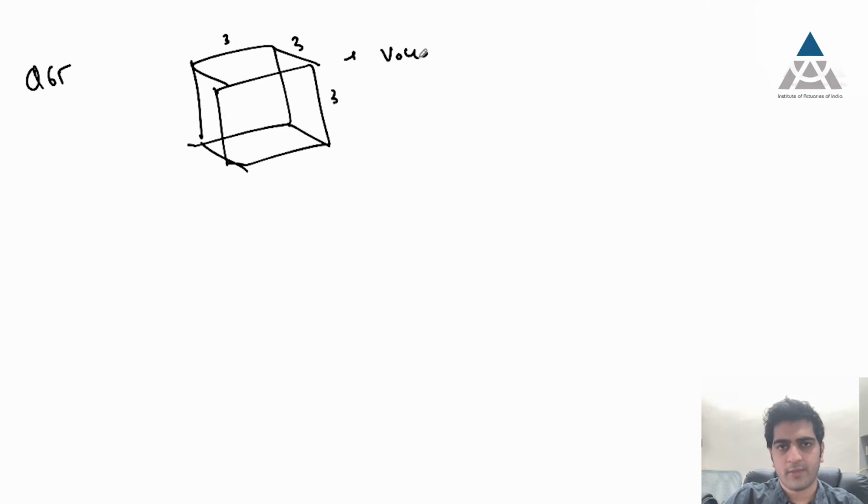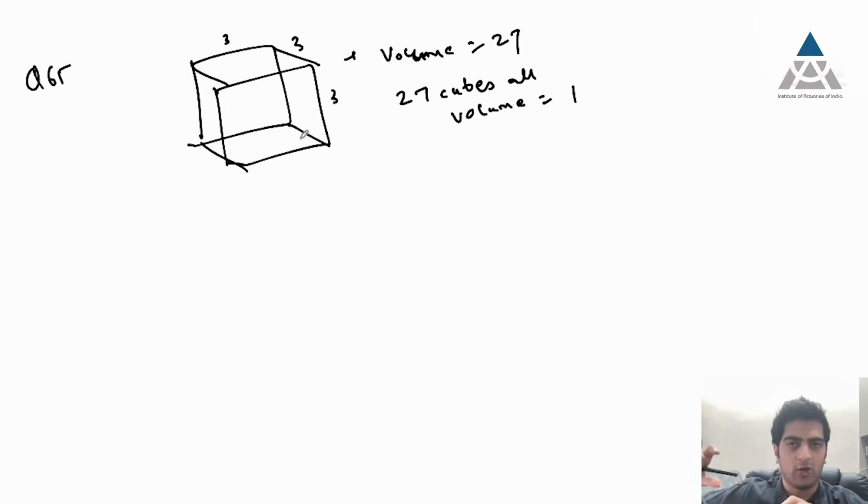a volume of 27. We want to remove n cube cubes, that is we will create 27 cubes, all of volume 1 by 1 by 1, so 1, correct? So when we have 3 by 3 by 3 cubes, we will remove 27 cubes out of them and all of them will have a volume of 1.